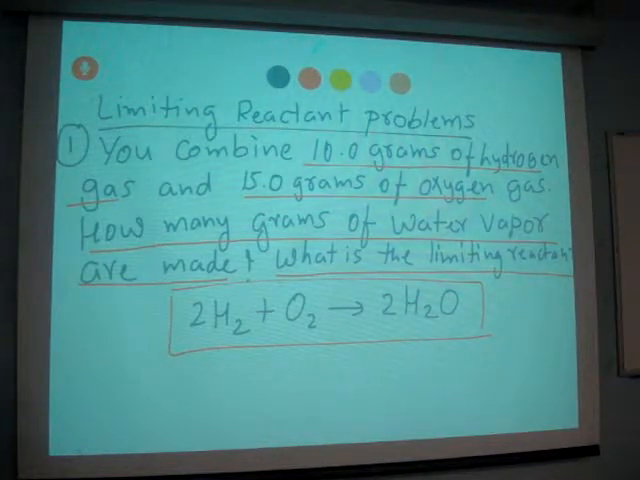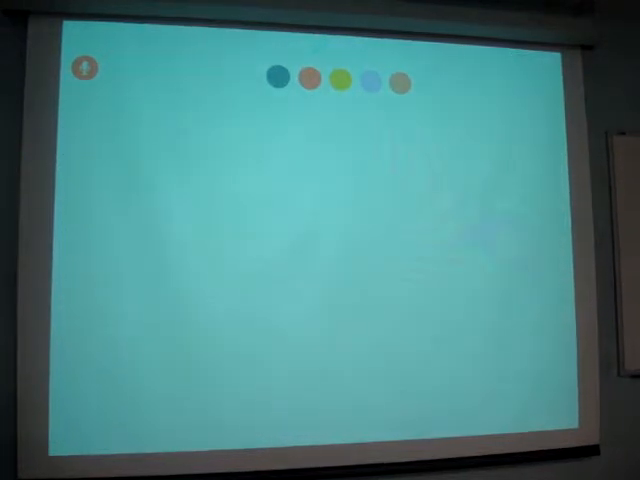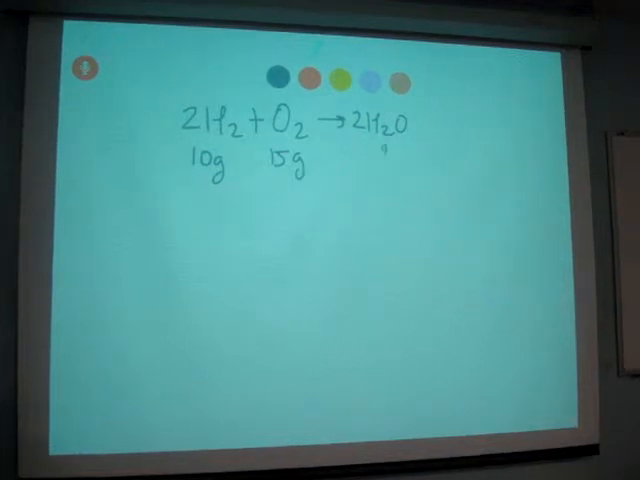So let's start working on that. I'm going to use the next slide. I'm going to write this equation again: 2 moles of H2 plus O2 gives 2 H2O. We are given 10 grams of H2 and 15 grams of O2, and we need to find out how many grams of water are produced.